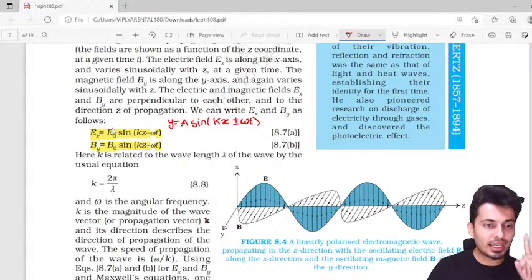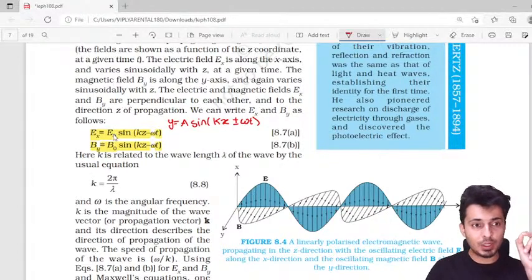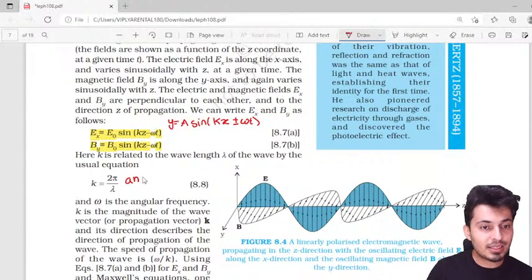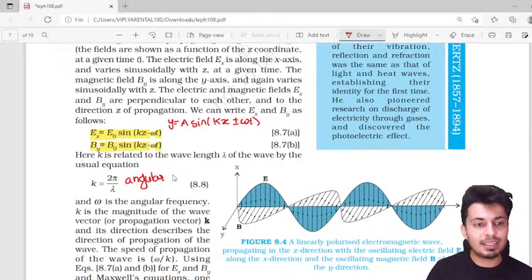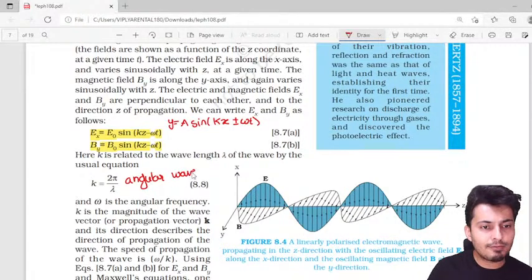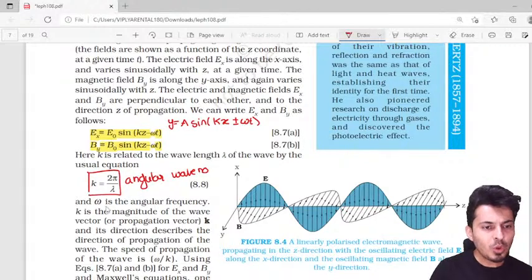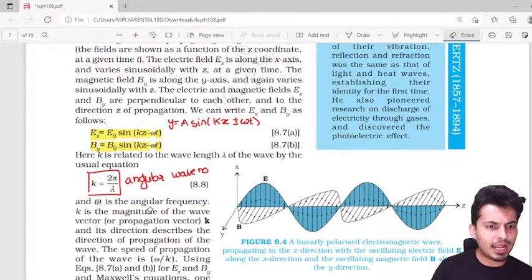So what is E naught? E naught is the field amplitude for the electric field. B naught is the magnetic field amplitude. K, remember, is the angular wave number. Very similar to what you have studied in 11th standard. Omega is your angular frequency. Again the same thing as what you have studied back in 11th.